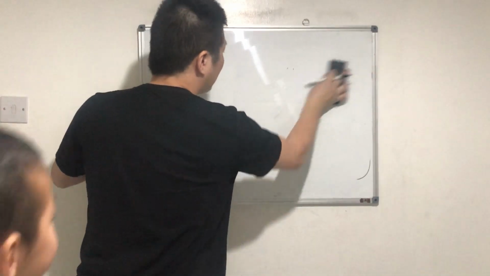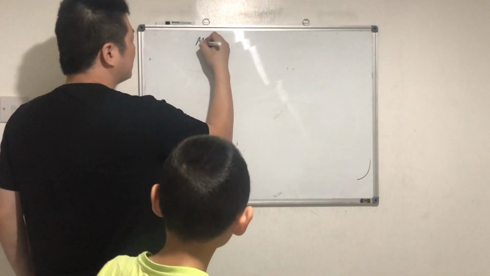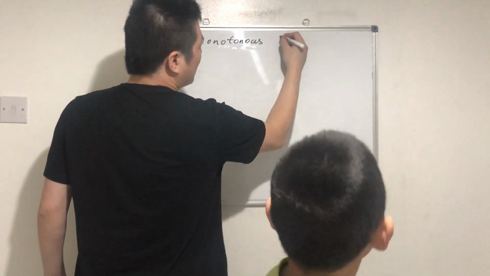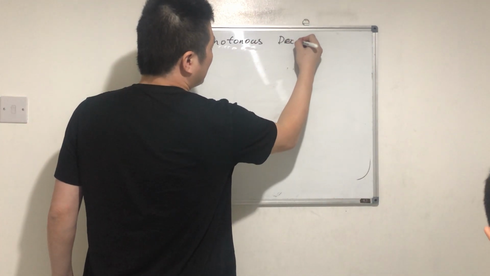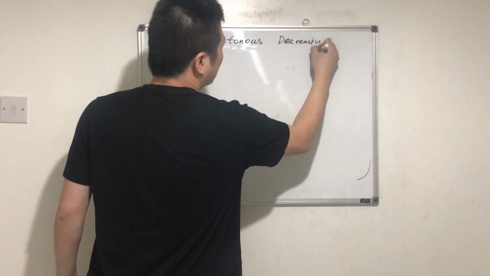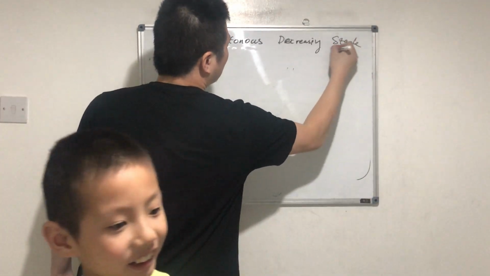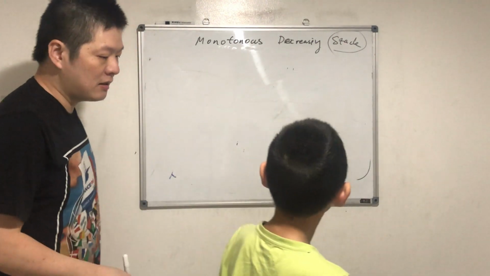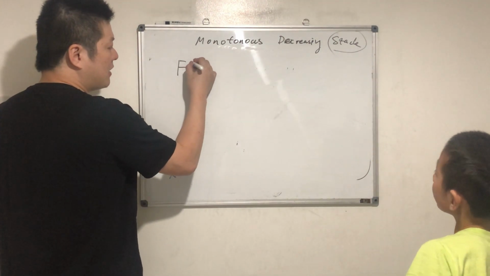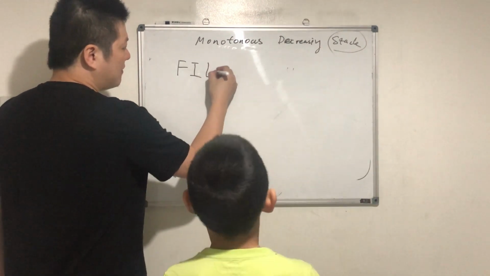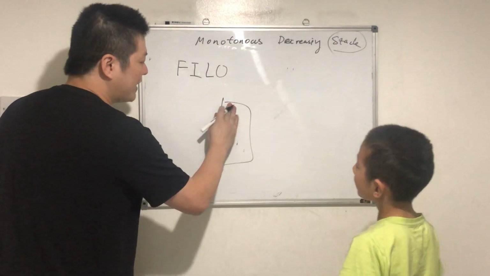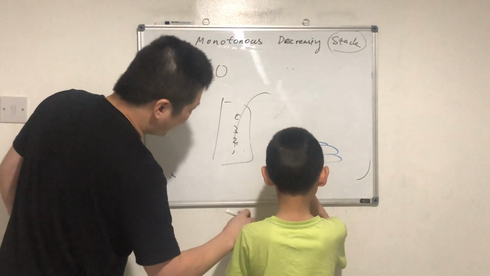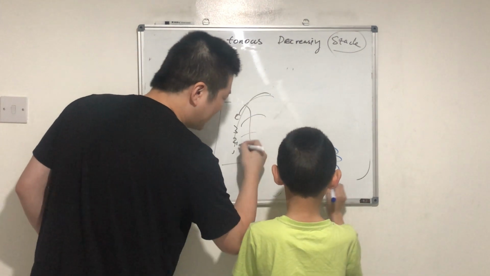Monotone decreasing stack. This is a new concept. So what's monotone? Monotonous. Decreasing stack. What's the stack? What's the data structure? Stack. Yeah, what's stack? It's the one that's first in, what? Last out, yeah. It's like a pile of things. So you put a thing in, you put a thing in, 1, 2, 3, 4, right? And when you take it out, you'll get 4, 3, 2, 1, all right?